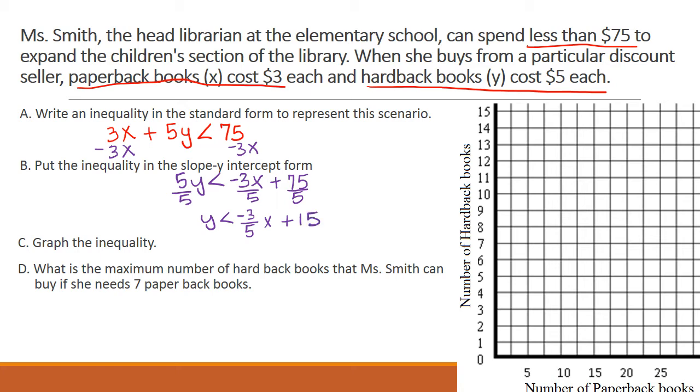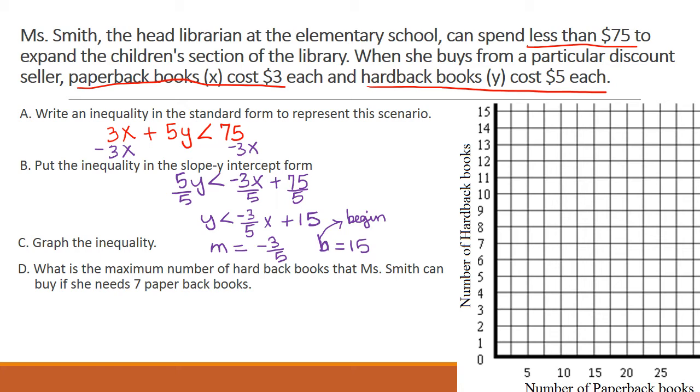So to be able to graph the inequality, as we said before, after we put the inequality in the slope-intercept form, we need to identify the parameters, which are the slope and the y-intercept. So the slope in this case is going to be negative 3 over 5, and the y-intercept is 15. Now remember that b, which is the y-intercept, stands for begin. So when you begin graphing, you need to start with 15.